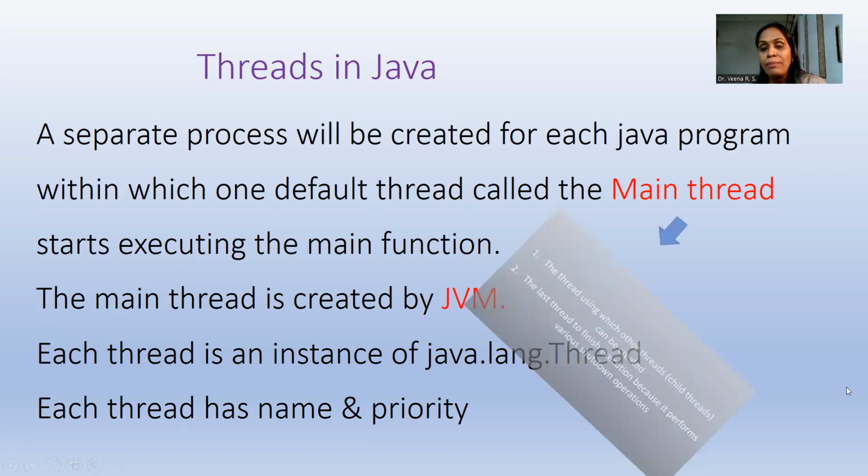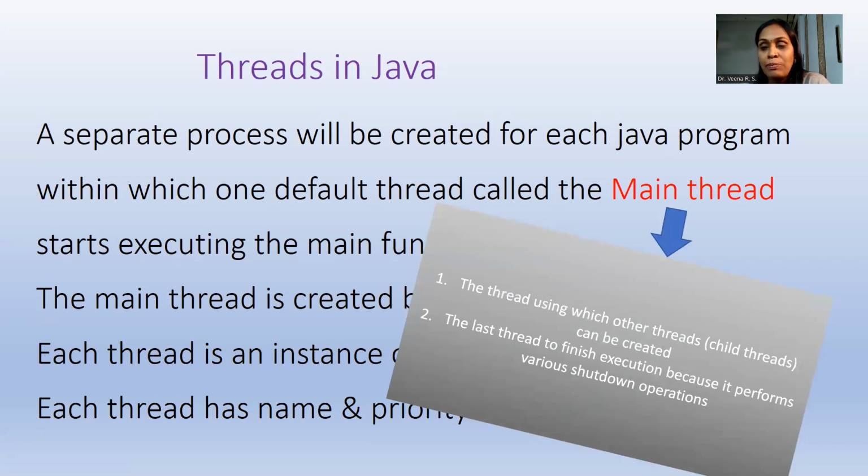And what exactly is the main thread? This main thread is basically a thread using which other threads can be created. So suppose you want to do multi-threaded programming in Java, you should have one thread which should be able to create multiple child threads. So one single program is divided, or contains two or more parts which are running parallelly. Those two or more parts running parallelly are called the child threads, and these child threads will be created by a parent thread. And that parent thread is nothing but the main thread. That is called a default thread.